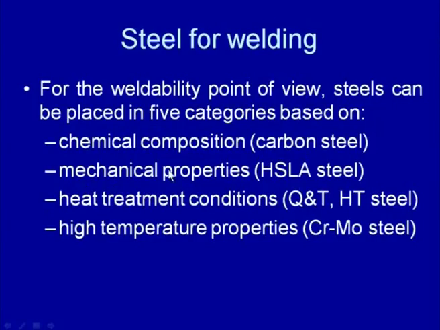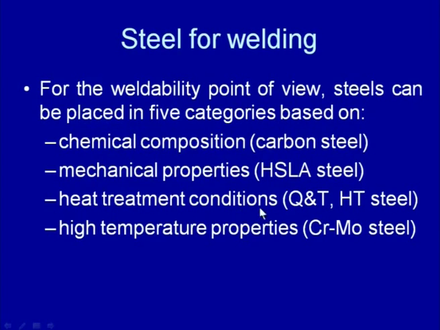Another classification is based on the mechanical properties, and in this we have high strength low alloy steels, where the steels have a yield strength in a particular band, say from 275 to 550 MPa. And then another category is heat treatment. Based on the heat treat conditions, we have the quenched and tempered steels, which have a strength in the band of 350 to 1050 MPa. And the heat treatable steels are another category.